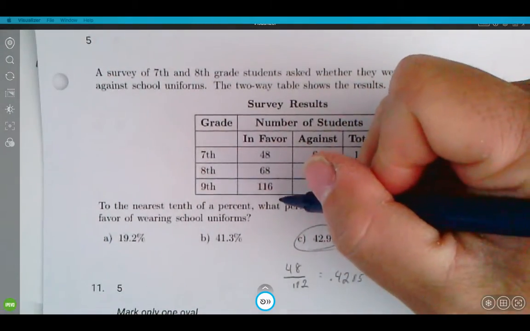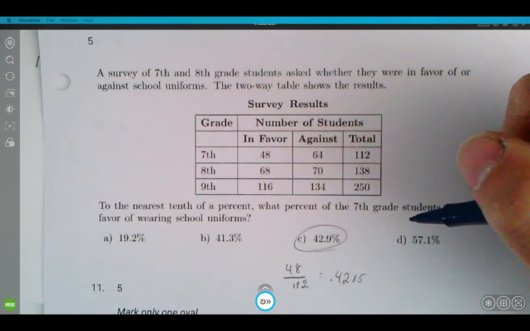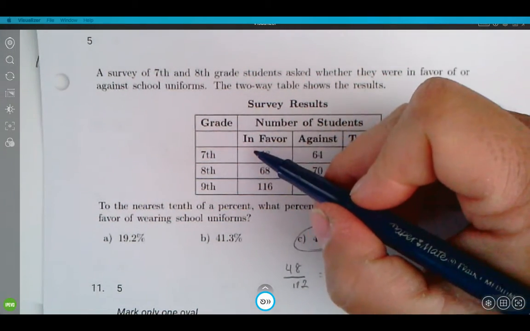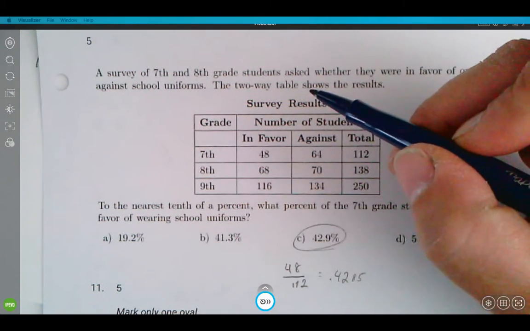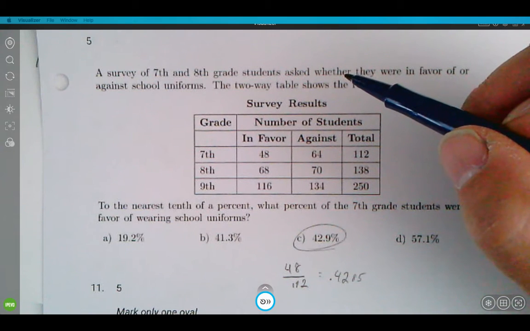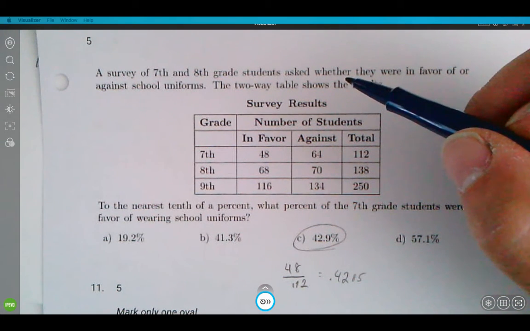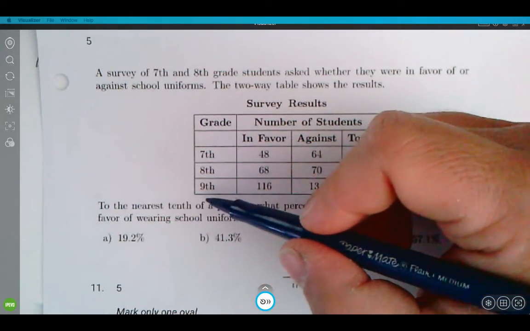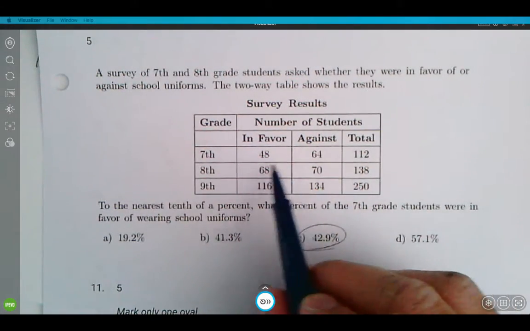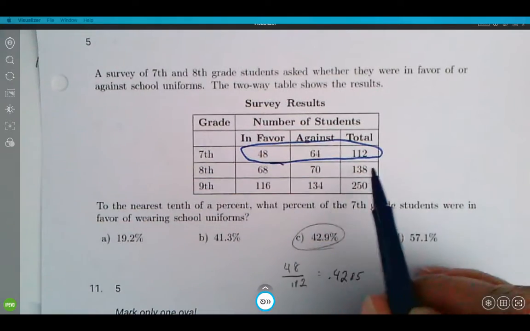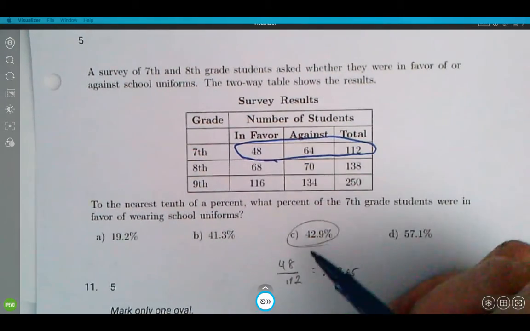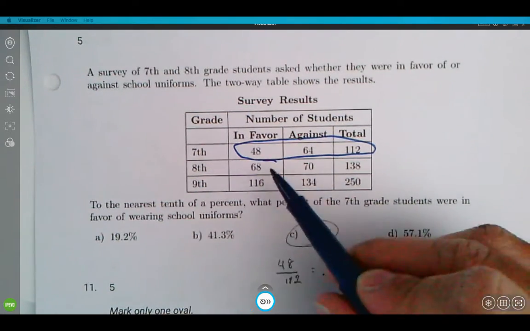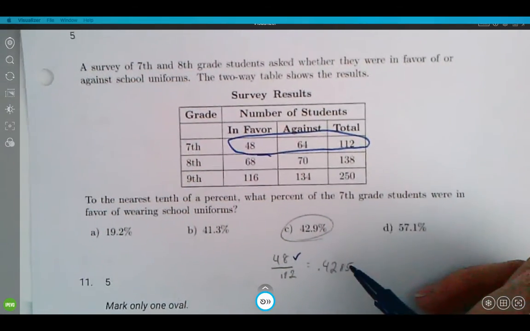Number 5. What is the percent of 7th graders in favor of wearing school uniforms? Okay, so let's see here. Okay, percent. Let me read that again. To the nearest tenth percent, what is the percent of just 7th graders in favor of wearing a school uniform? So that's what I did. I did 48 out of 112. 48 were in favor out of 112 total. And I got 42.9%.